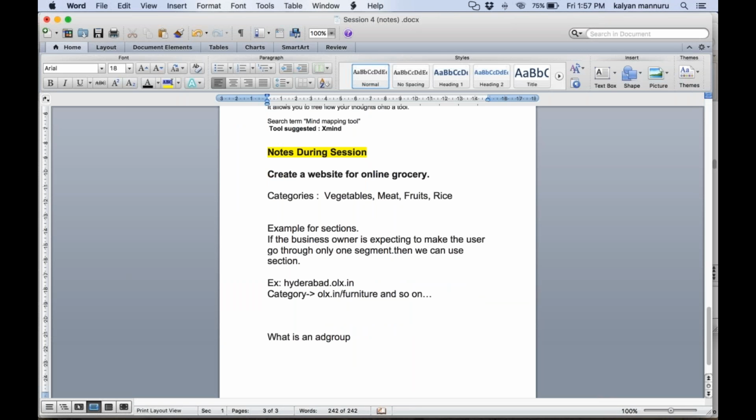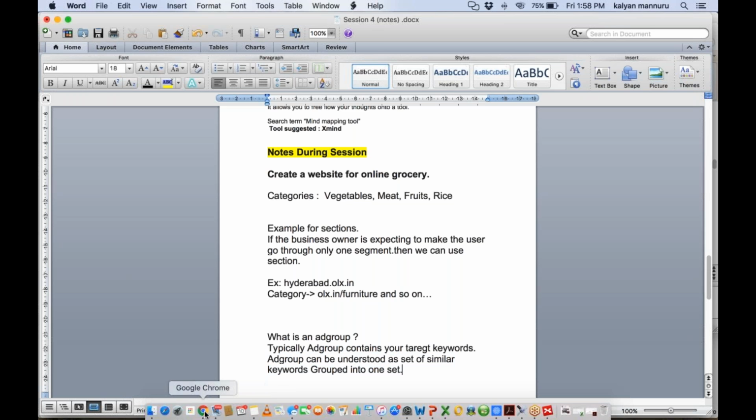What is an ad group? Typically, an ad group contains your target keywords. An ad group can be understood as a set of similar keywords grouped into one set. An ad group is nothing but a set of similar keywords grouped into one set.